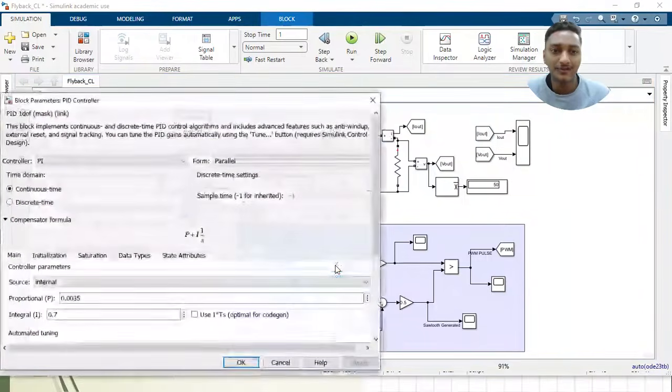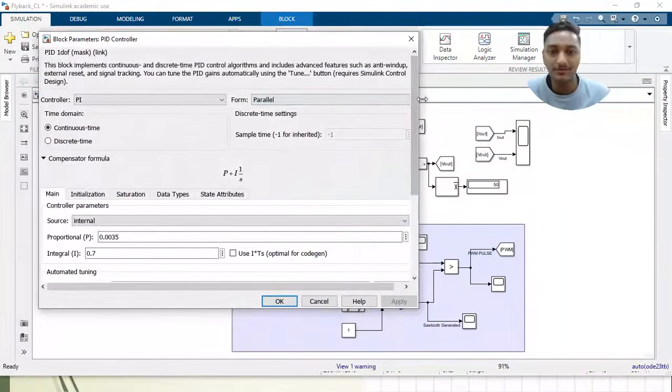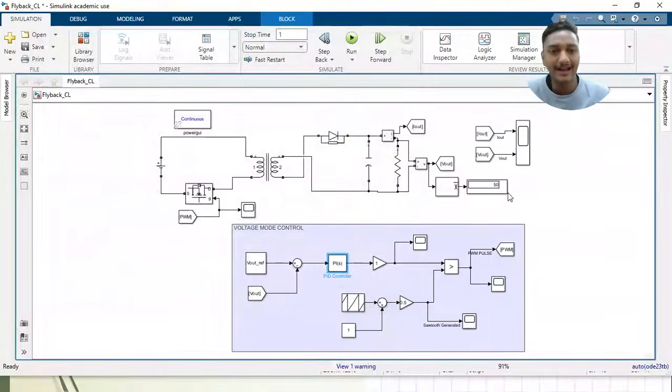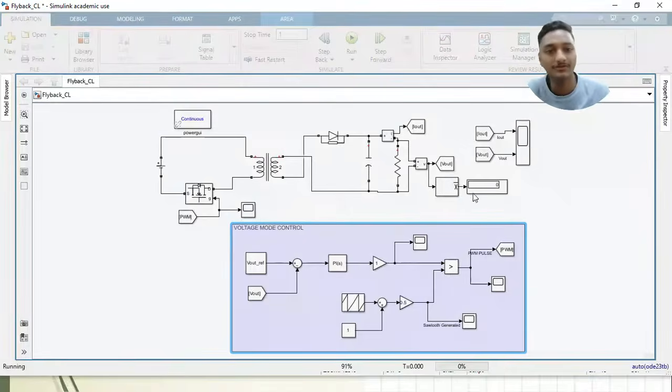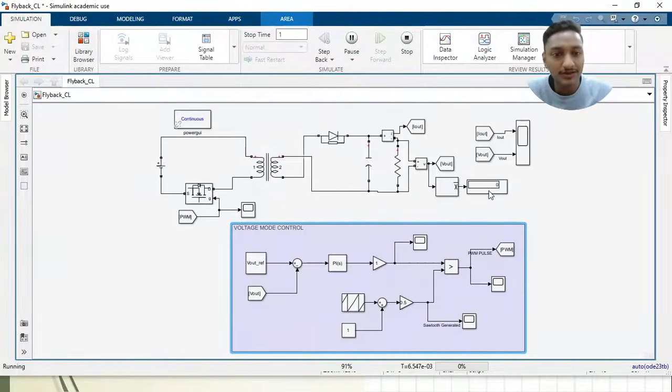So I have not tuned it. I will show you what problem will come. I have just kept some random parameters for KP and KI, and with these parameters I am getting 50 volt as output. But I will tell you what the issue is. I have kept some KP and KI parameters and just run it once for you. You can see that initially the output is 0, and then with time the output goes to 48, 49, and I get nearly exactly 50 volt as output.